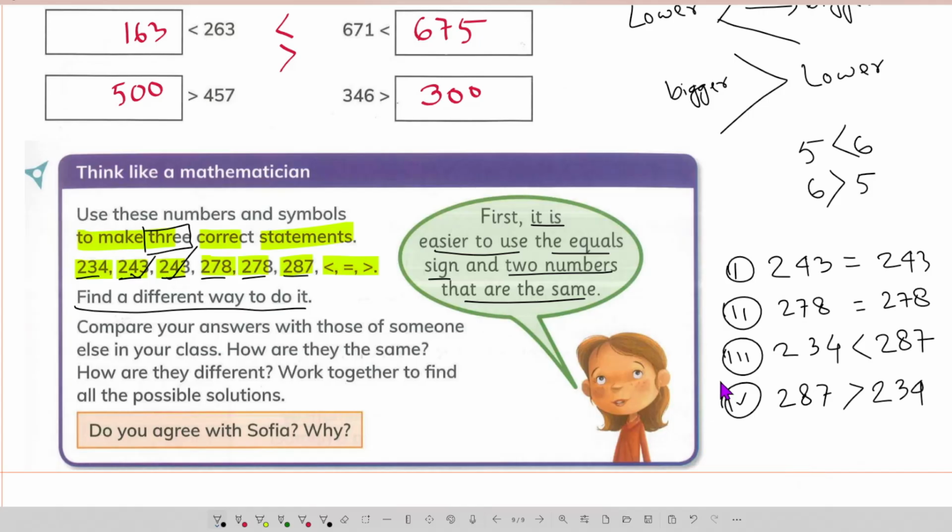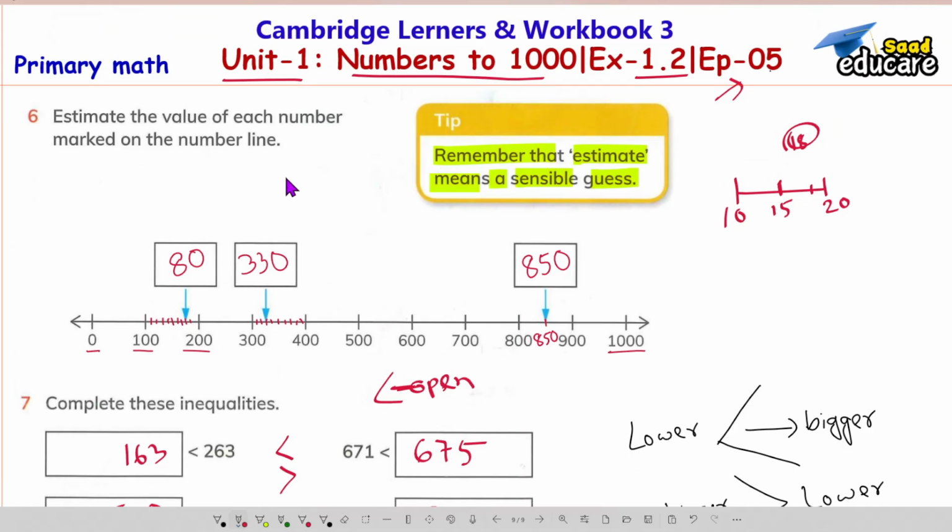The question wants 3 statements, and we also included another one. So there are lots of ways we can solve this. Discuss with your classmates whether your answers are similar to theirs or not. No more today. With this video we complete exercise 1.2 of Unit 1.